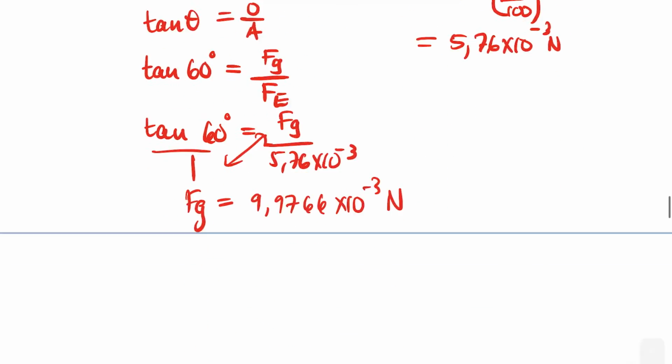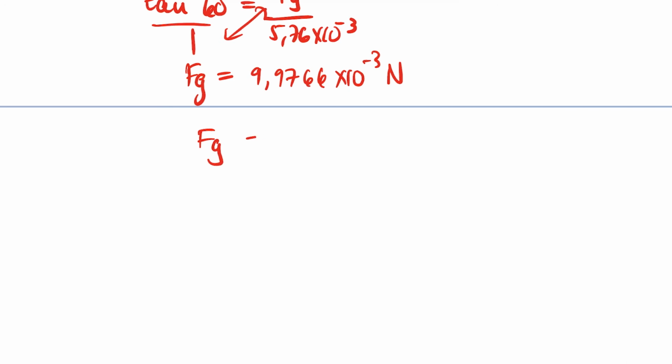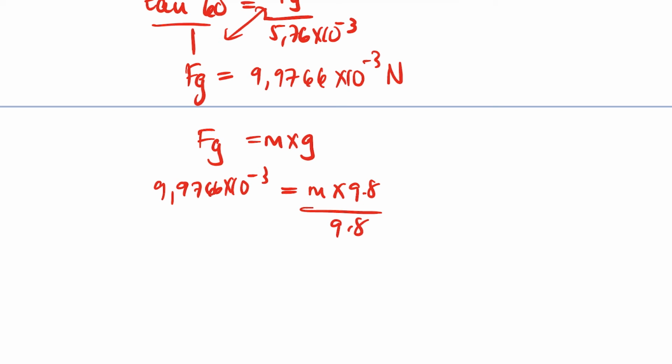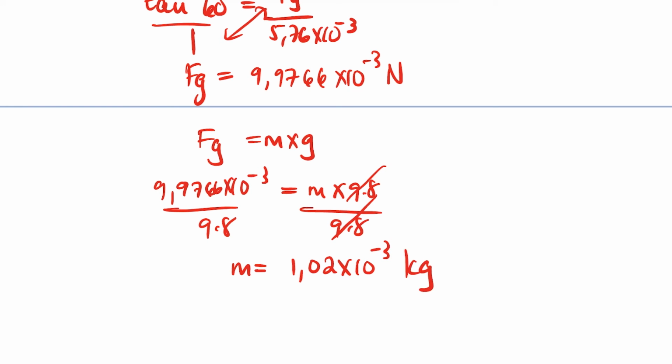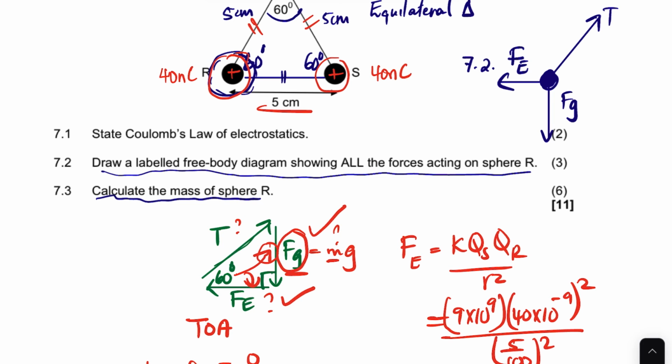Now we have the gravitational force, and the next thing we go to the formula Fg equal to mass times gravitational acceleration, and then we substitute. 9.976 times 10 to the power negative 3 equals mass, the one that I want, times 9.8, and then I divide by 9.8 on both sides. So my mass is going to be 1.02 times 10 to the power negative 3 kilograms. That's the mass of the sphere R. We're looking for the mass of that.